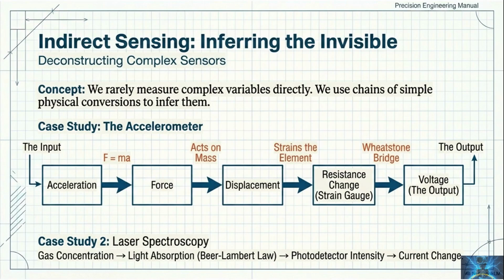Indirect sensing, inferring the invisible. This slide is the systems thinking payoff. We rarely measure complex variables directly. We infer them through chains. Example, accelerometer chain. Acceleration produces force on a mass, causes displacement, strains an element, changes resistance. Bridge outputs voltage. Troubleshooting tip: when a sensor seems wrong, identify where the chain could break. Mechanical coupling, element failure, bridge, excitation, or signal conditioning.